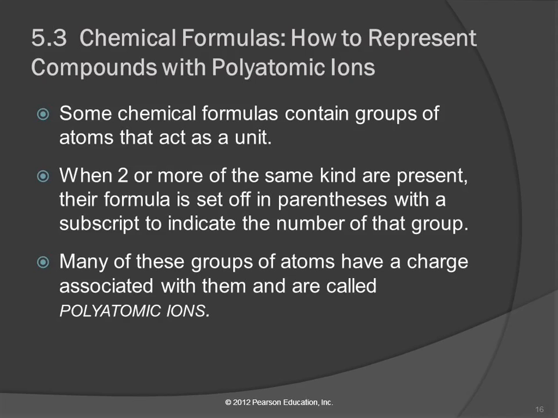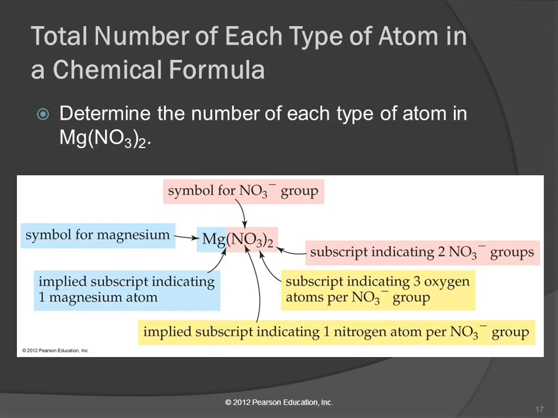So when we have more than one of those, we have to indicate that in a way that's not confusing. And so we use parentheses. We're going to use parentheses around those when we have more than one of the polyatomic ion. So they're called polyatomic ions. Poly meaning many, atom meaning atom. So many atom ions.